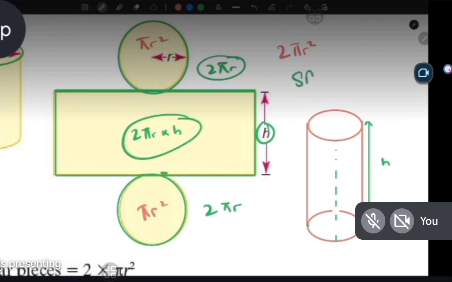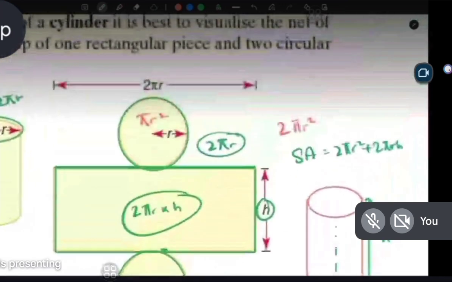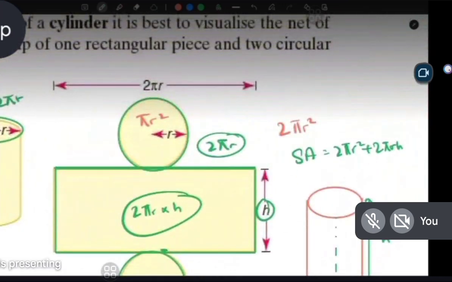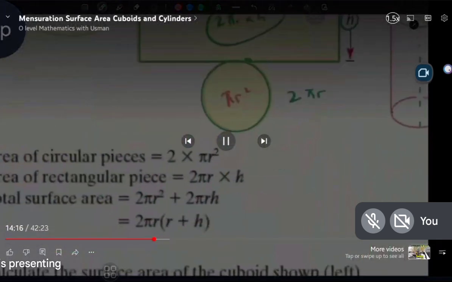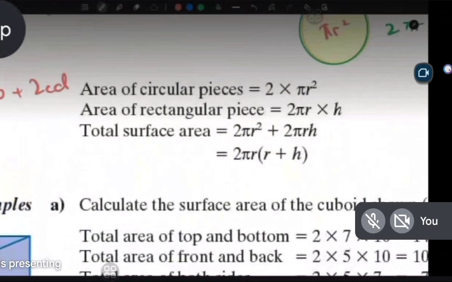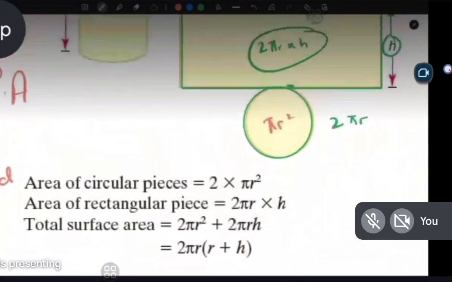So the surface area of a cylinder is equal to 2 pi r square plus 2 pi r h. Make sense? Yes, sir. 2 pi r square is the area of the circles, and 2 pi r h is the area of the rectangle.